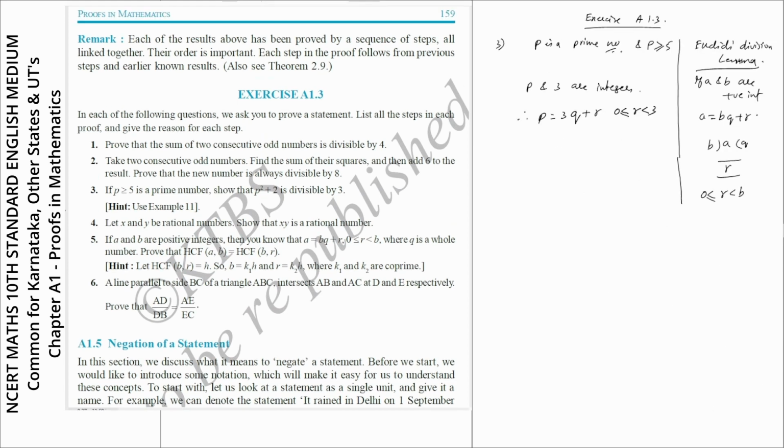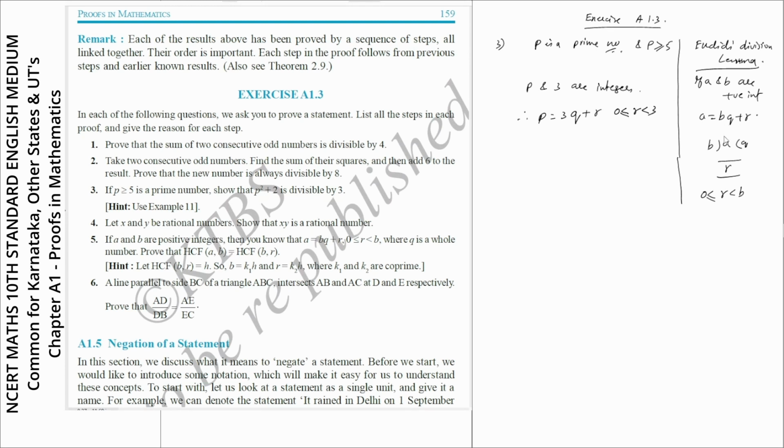Exercise A 1.3, question number 3. If p greater than or equal to 5 is a prime number, show that p square plus 2 is divisible by 3. And they have given the hint also, use example 11. So in example 11 they have used Euclid's division lemma. Okay, see, according to Euclid's division lemma, if a and b are two positive integers, then we can express a is equal to b into q plus r, where q and r are some integers.